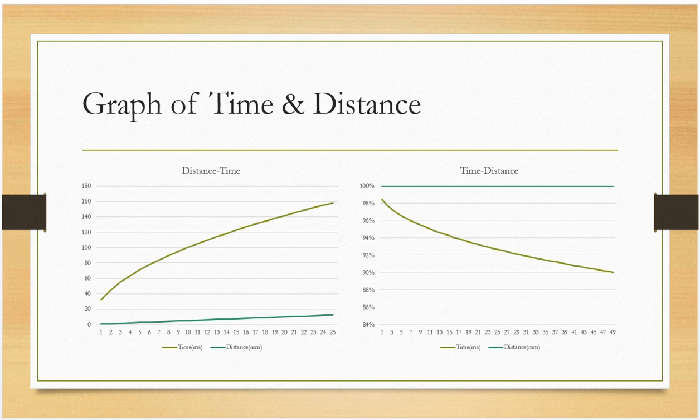This is the graph of the time and distance. On your left is the distance and time graph. On your right is the time and distance graph.